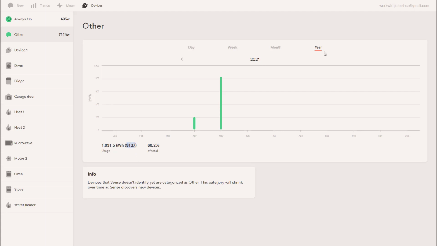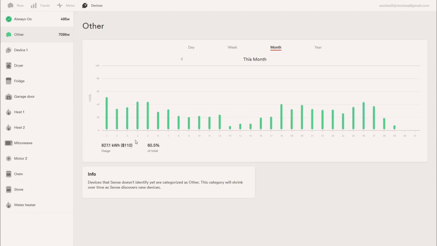So you can see over the course of the month, this will be my first full month that I've had Sense running. Today is the 29th that I'm recording this, so we only have about a day left. Of the other category, I've used 827 kilowatt hours, which equals about $110 based on the amount that I gave them, which is 60% of my total bill.